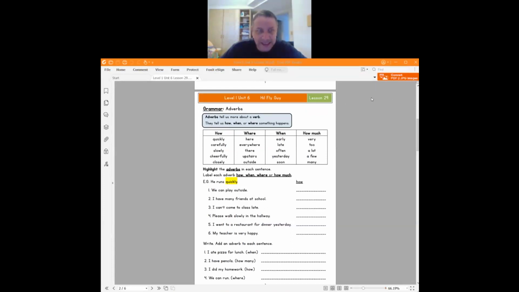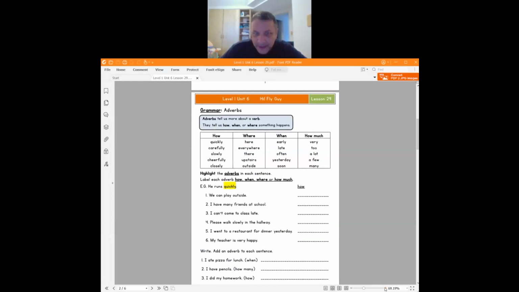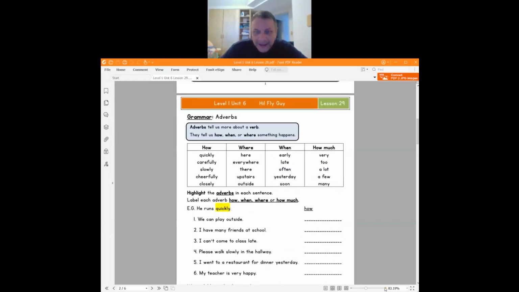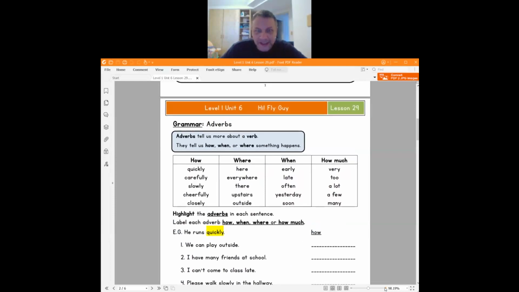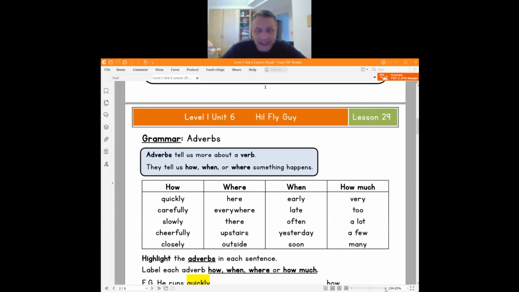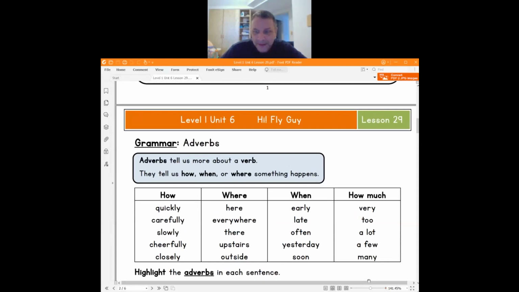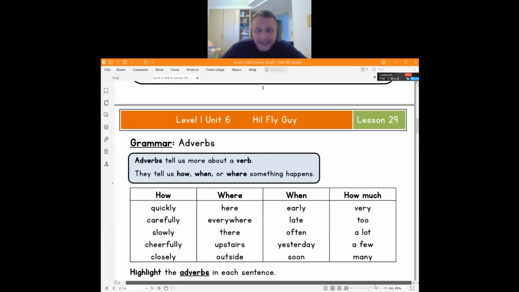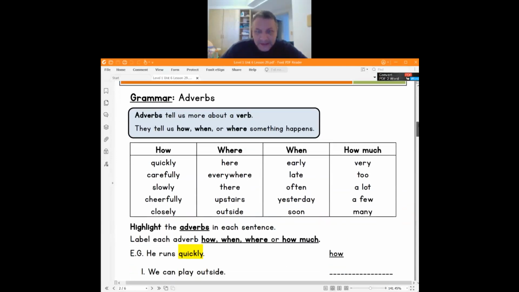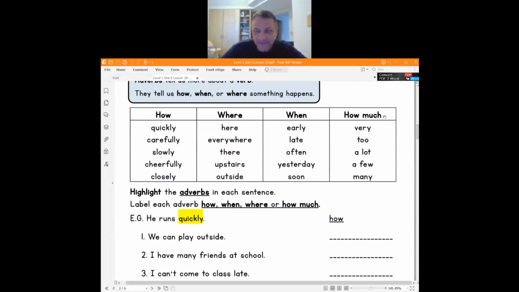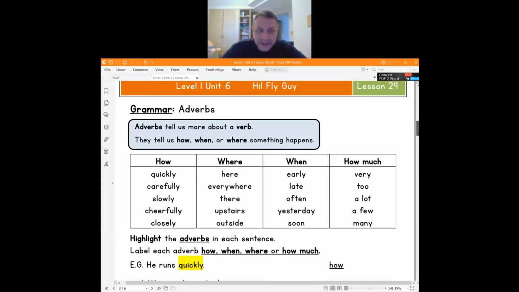And let's let Olivia into the classroom. All right. Great. So let me just adjust my picture a little bit, make it bigger. All right, now you guys know that I wouldn't lie to you. So just like I told you at the top, it says adverbs tell us more about a verb. That's perfect, right? They tell us how, when, or where something happens. They can also tell us how much. Words like very, too, a lot, a few, and many are all adverbs.